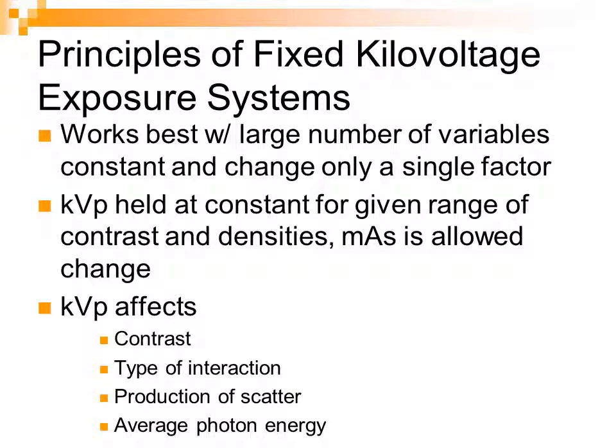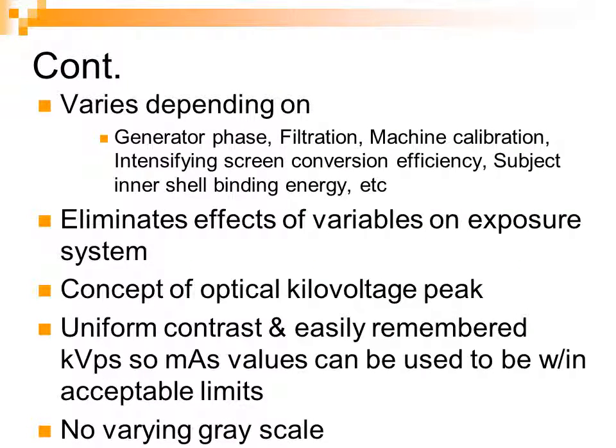Principles of fixed kilovoltage exposure systems. It works best with a large number of variables constant and changing only a single factor. kVp is held constant for a given range of contrast and densities. mAs is allowed to change. kVp affects contrast, type of interaction, production of scatter, and average photon energy.